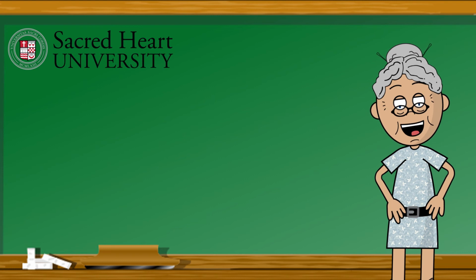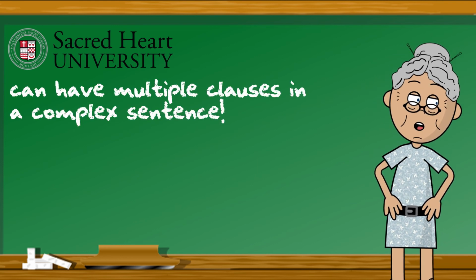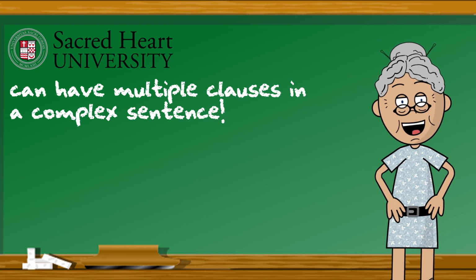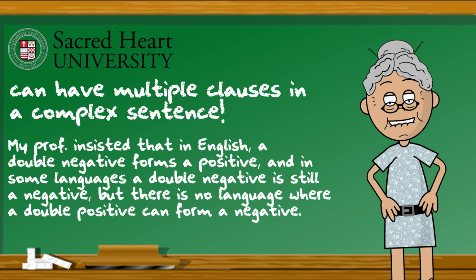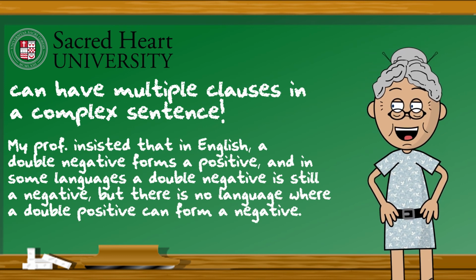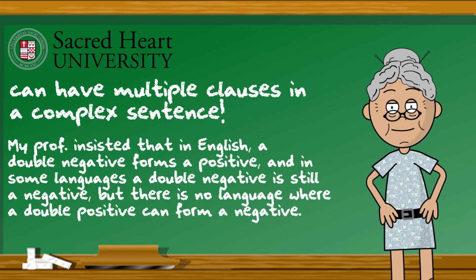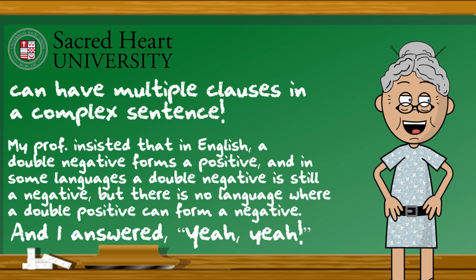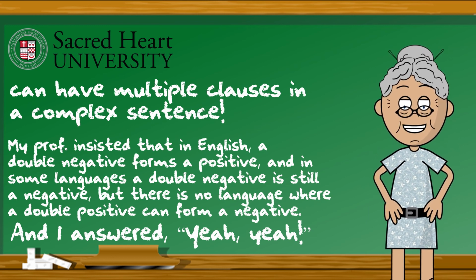Now, I know you're going to hate to hear this, my dears, but just as we can have multiple auxiliaries in a verb phrase, we can also have multiple clauses in a complex sentence. Take a look at this one. My professor insisted that in English, a double negative forms a positive, and in some languages, a double negative is still a negative. But there's no language where a double positive can form a negative. And I answered, yeah.